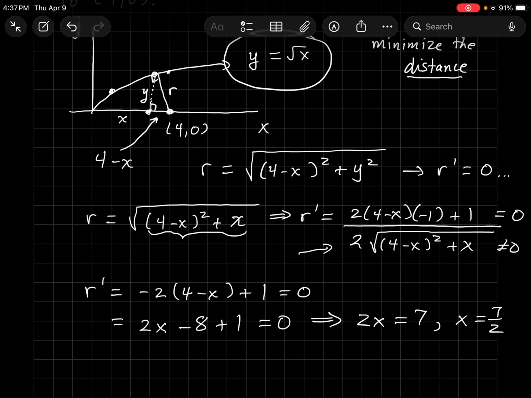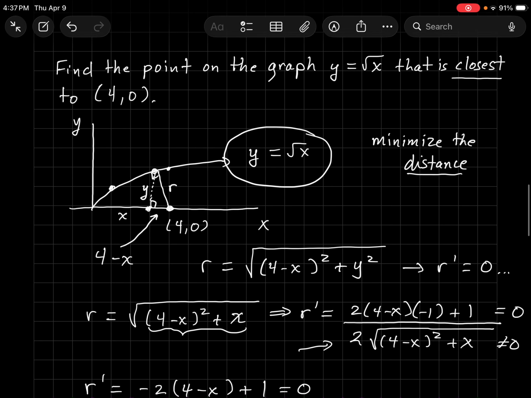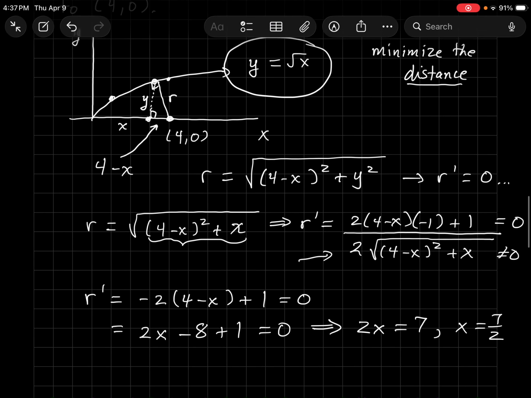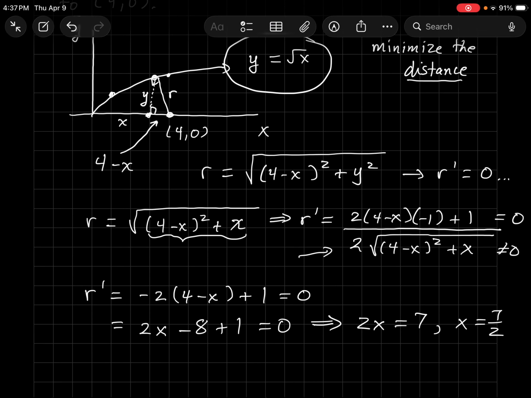Did I answer the question? It says find the point on the graph. Okay, all I found was the x part of it. Now I need the y part, but that's pretty easy because y is the square root of x.